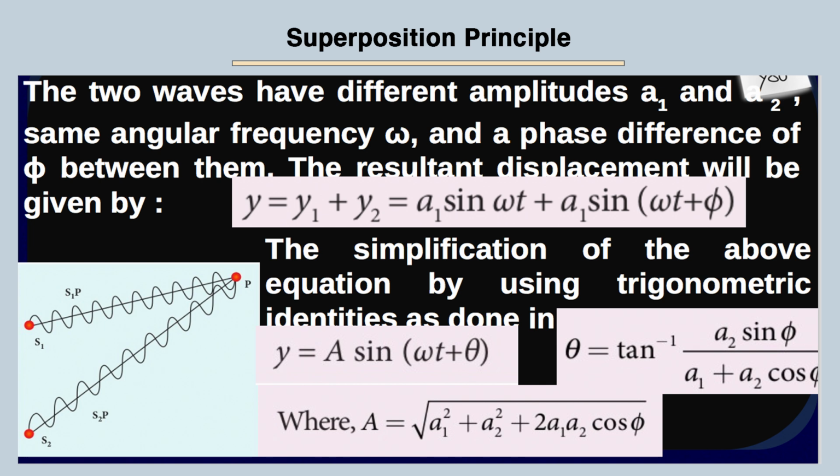By using some simple trigonometric calculation, we get the sum of these two waves as y equals A sin(omega t plus theta), where capital A is the resultant amplitude, given by A equals the root of A1 squared plus A2 squared plus 2 A1 A2 cos phi, and theta is equivalent to tan inverse of A2 sin phi upon A1 plus A2 cos phi.